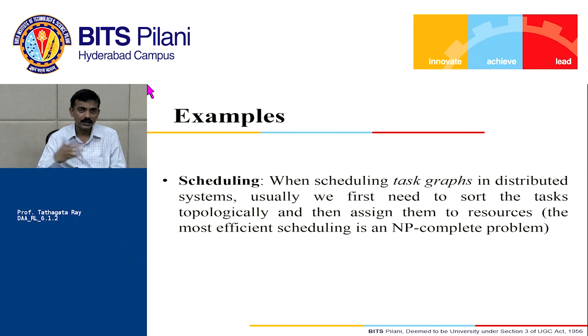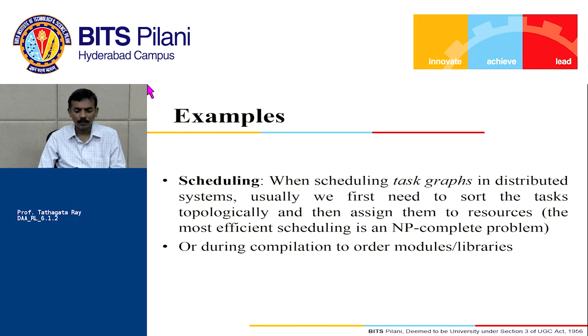Now doing the most efficient scheduling is an extremely difficult problem, what we call an NP complete problem, which you will understand towards the later end of the course, what this term NP complete means. For the time being, you can assume that it means a problem which is not solvable in polynomial time on our regular computer. Another application is when you have dependencies within modules or libraries. So how do you order them during compilation?